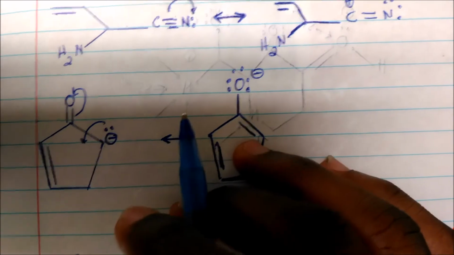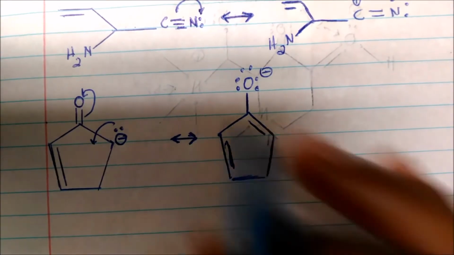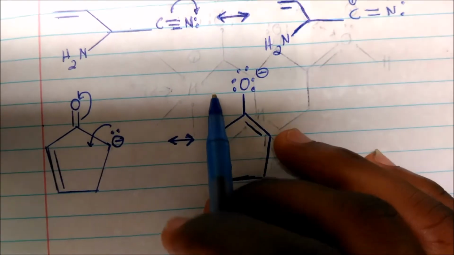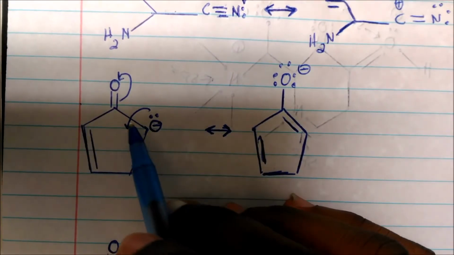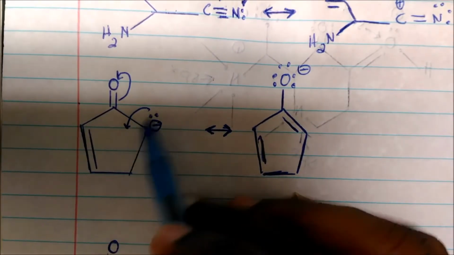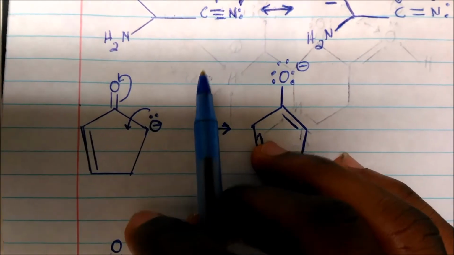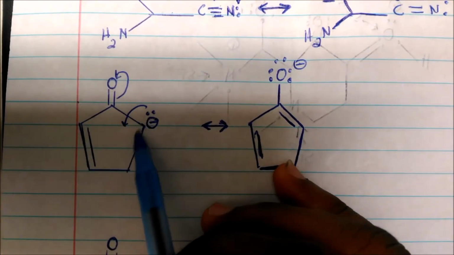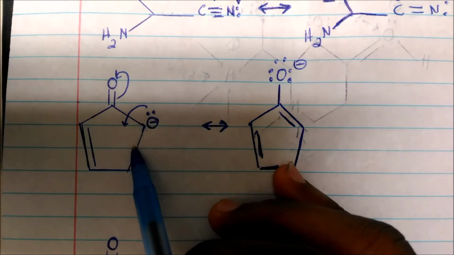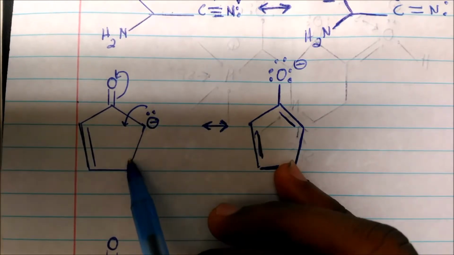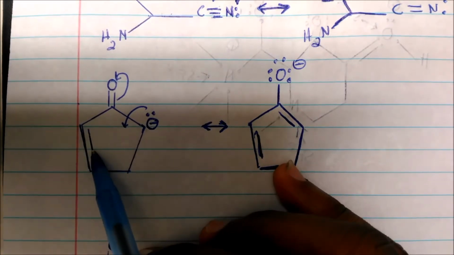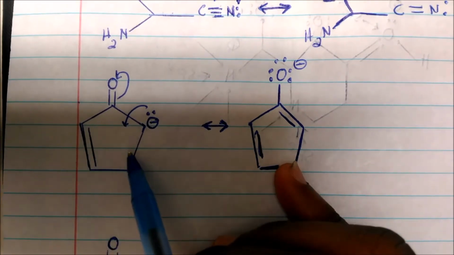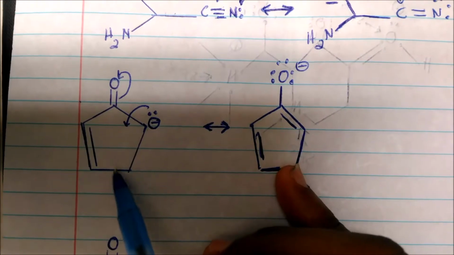Now, can we do any other resonance structures for this molecule? Probably not, right? There's no other real reason. There's no other resonance structure for this molecule. As you can see, you can't move these electrons here, because you need something to move, and there is a double bond here, so you can't move single bonds.